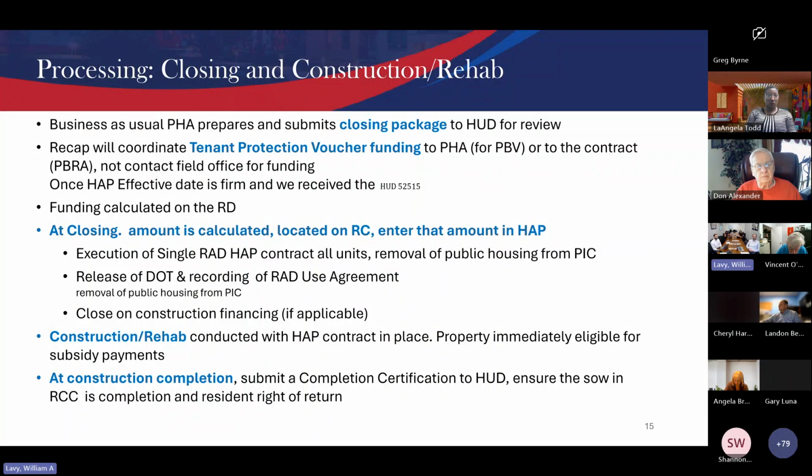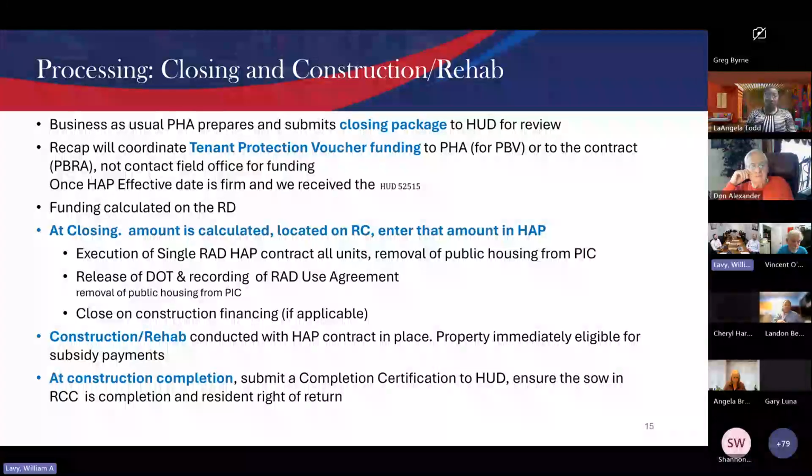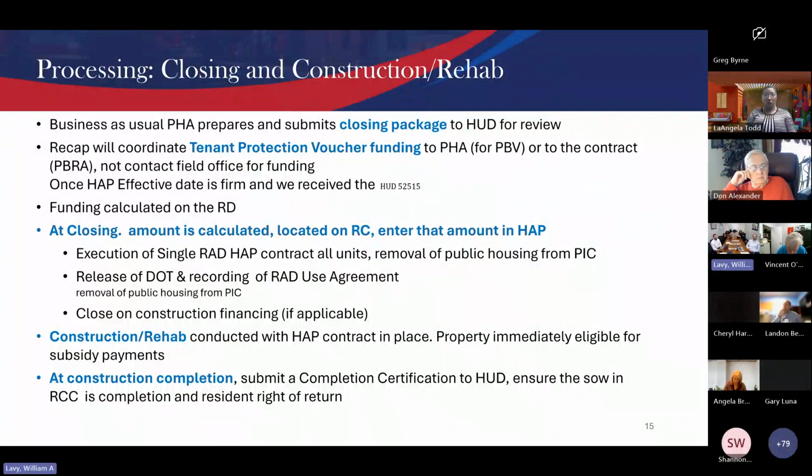What's required here is just to make sure that you've completed and submitted the HUD 52515. Again, once that dollar amount has been requested and the amount is firmed up, we'll enter that amount in your single HAP contract. As Will mentioned earlier, we moved to the single RAD HAP contract. It includes all the RAD units and the Section 18 units. We'll get to closing, we'll release the DOT, and then we'll record the RAD use agreement.